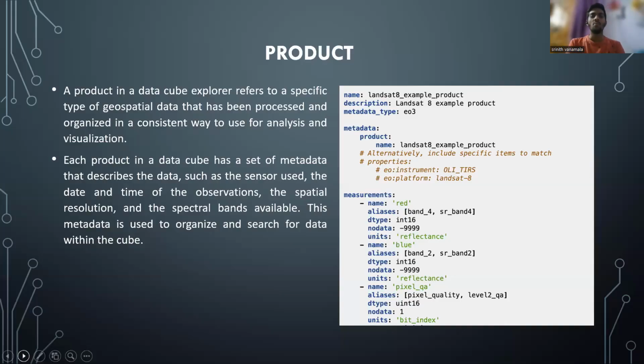Coming to the product in Datacube Explorer, it refers to a specific type of geospatial data that has been processed and organized in a consistent way for analysis and visualization. Each product in a Datacube consists of metadata that describes the data, such as the sensor used, the date and time of the observations, the spatial resolution, and the spectral bands available. The metadata is used to organize and search for the data within the cube.